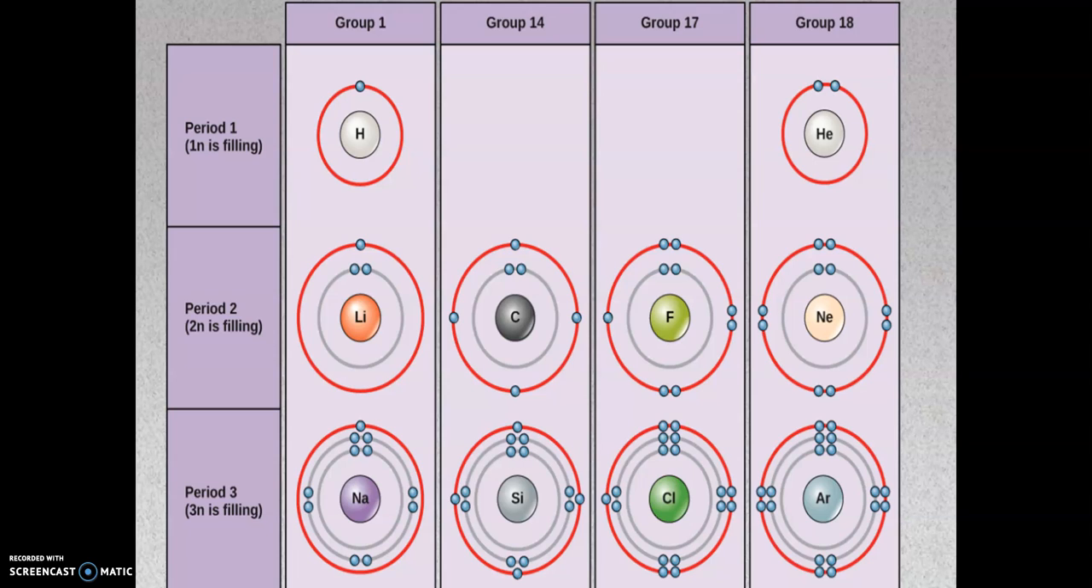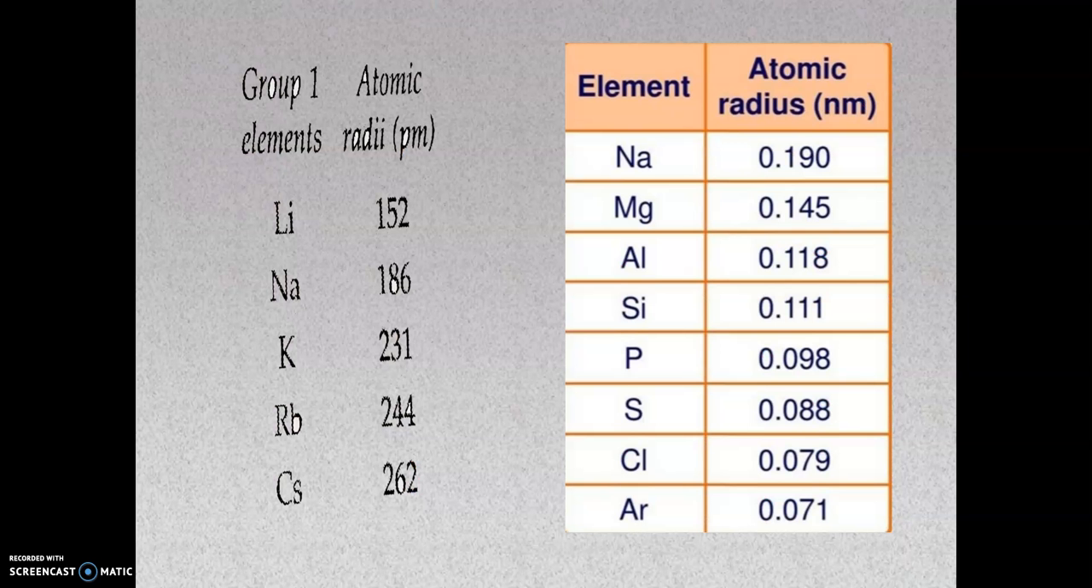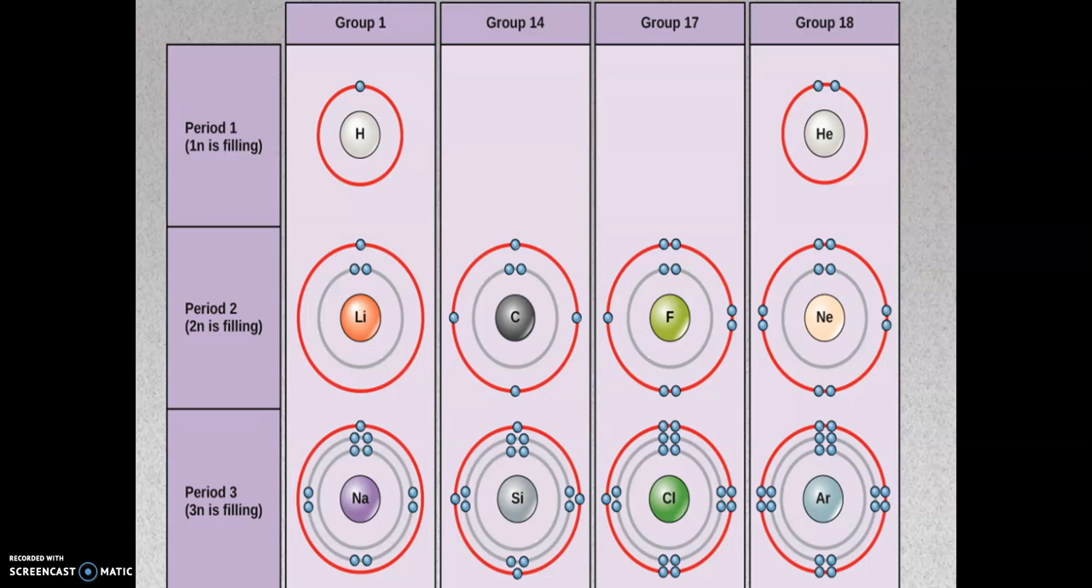Okay. So the next point. Here you can see the atomic radius of third period elements: sodium, magnesium, aluminium, silicon, phosphorus, sulfur, chlorine. Those are third period elements, isn't it? If you check, is the atomic radius increasing? No, it is decreasing. Why? What will be the reason? So let's check here.